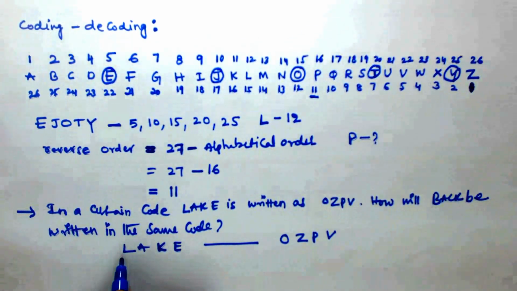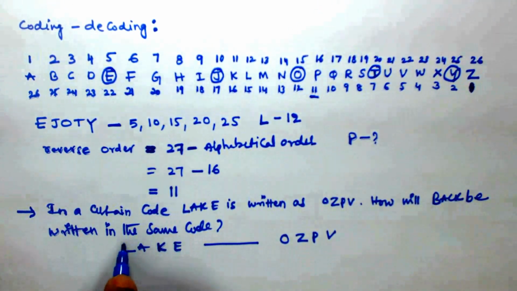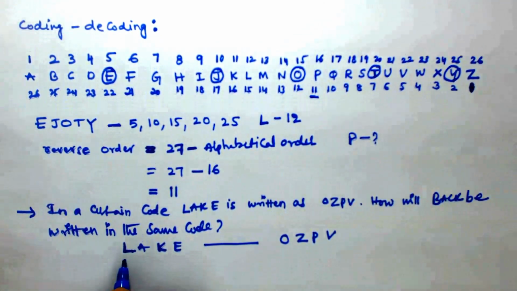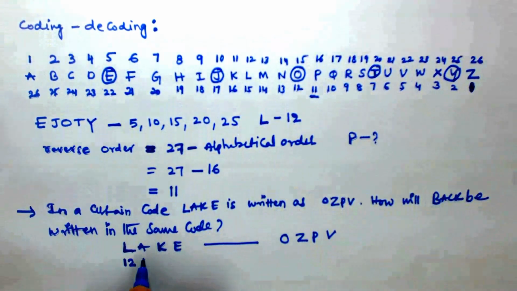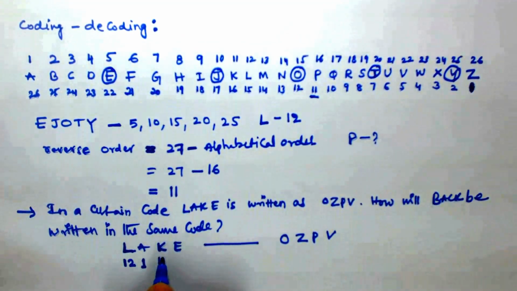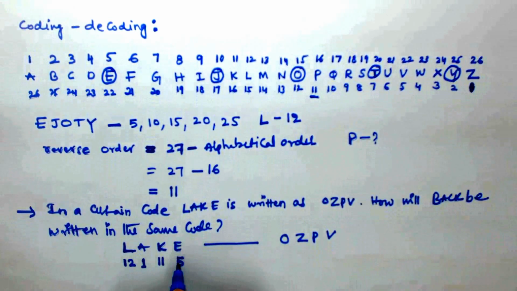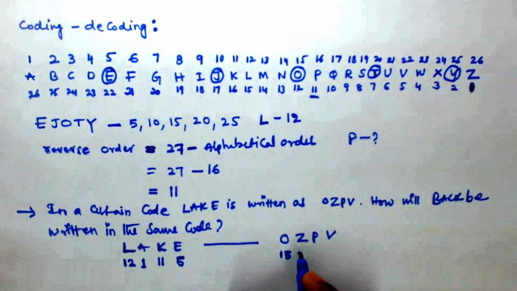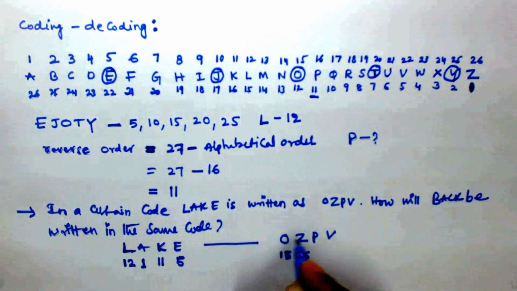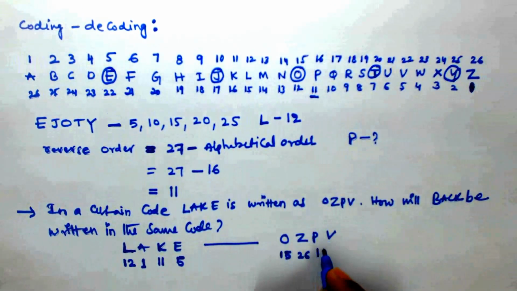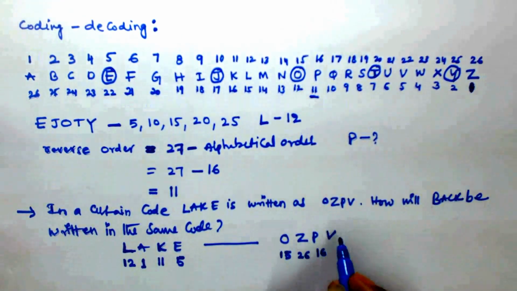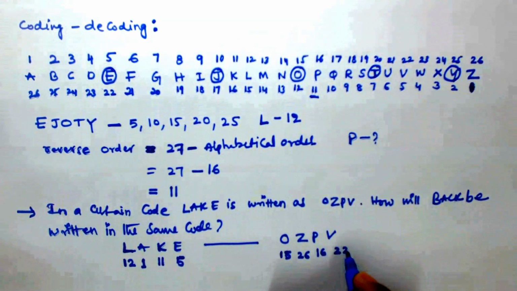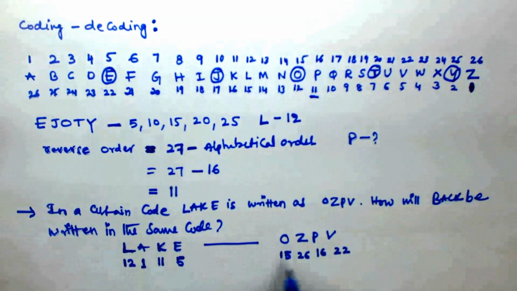Using EJOTY, J is 10, so K is 11 and L is 12, and A is 1, and E is 5. O is 15 in EJOTY and Z is 26, and P comes after O, so it is 16. After T, U, V, so V is actually 22. Okay, now let's observe the pattern.